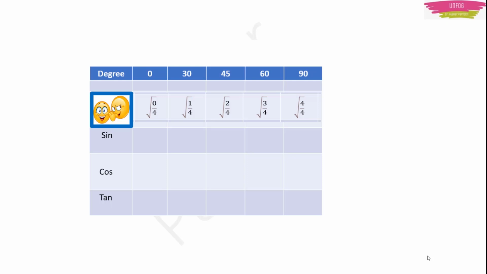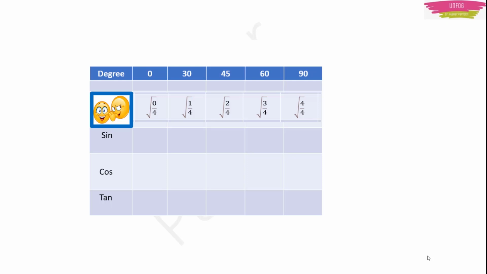See, first you have to make the table like this only, the way I have made. Line by line you write square root of 0, 1, 2, 3, 4, and the denominator will be 4 for all the numbers. It is easy, right? Just write 0, 1, 2, 3, 4, and then write the denominator as 4. Then you put square root for all of them.